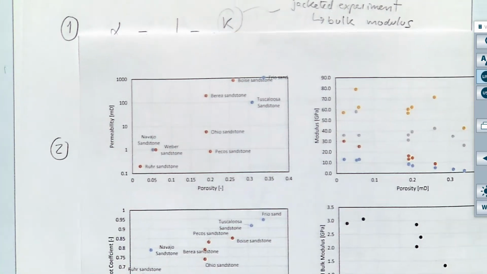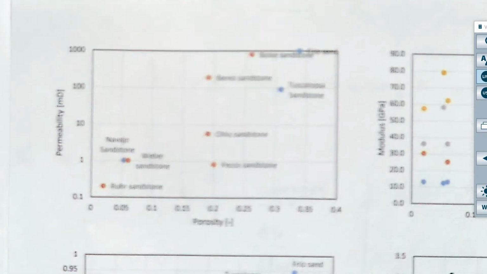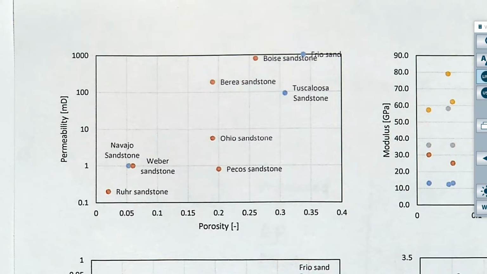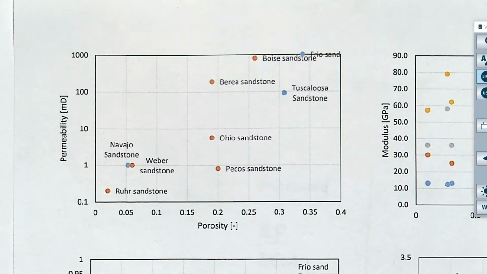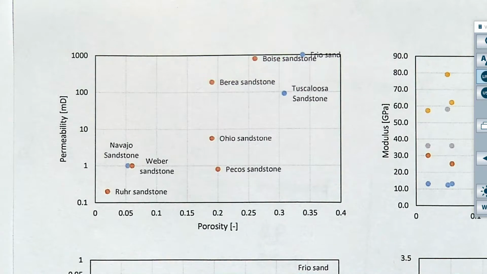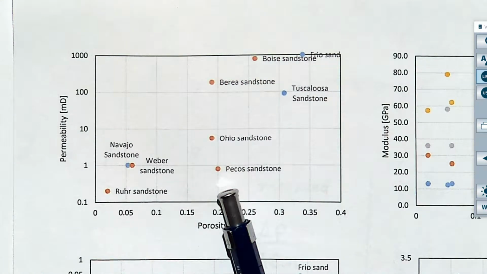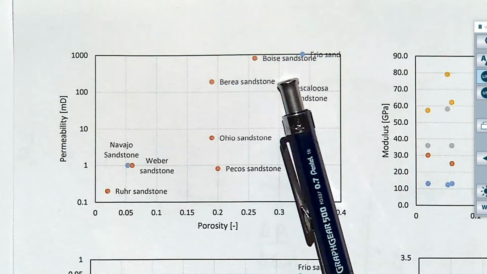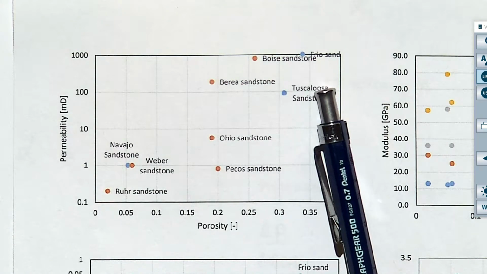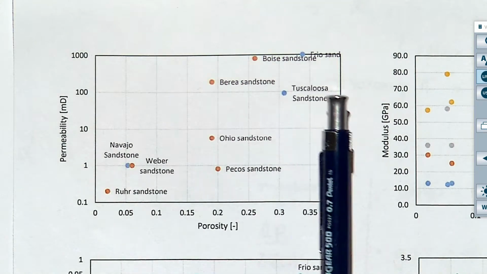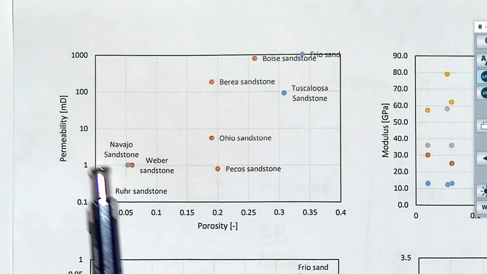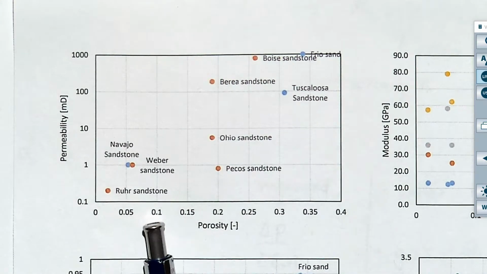This is a set of measurements. It's a summary I made. The orange ones are from the book from Jaeger, and the blue ones are parameters that were measured in my lab. And here you have porosity and permeability. The lower the porosity, permeability should be lower, but there is no universal relationship for that. It depends on the pore size rather than on porosity.